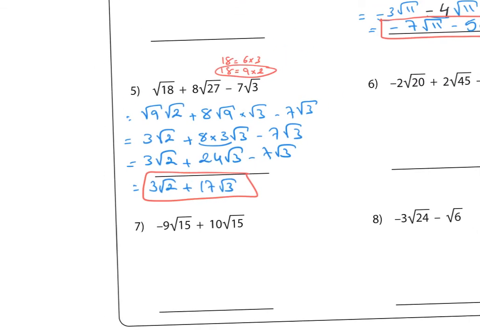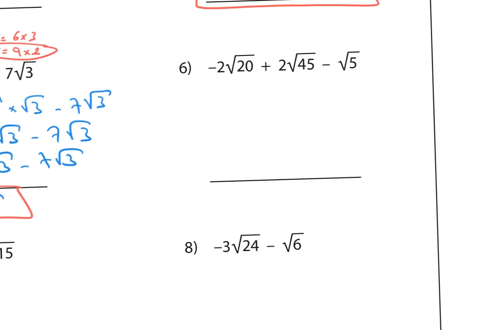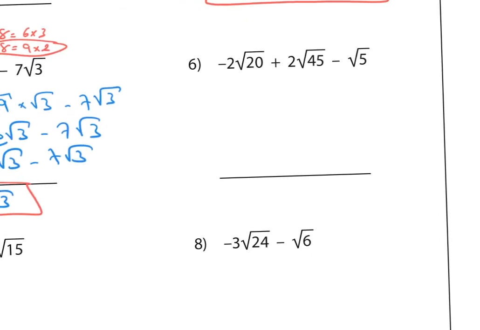All right, so let's do number 6 here. Negative 2 square root of 20 plus 2 square root of 45 minus square root of 5. Again, we need to find a perfect square here. So for the square root of 20, we're going to choose 4 times 5. We're not going to choose 2 times 10 because it's not going to help us, or we're going to have to do more work. So 4 times 5 is straightforward, because we can cancel the 4, since the square root of 4 is 2.